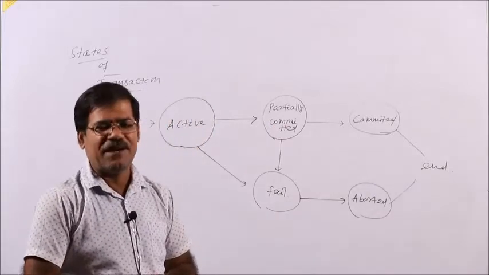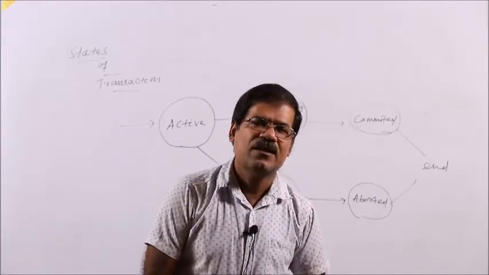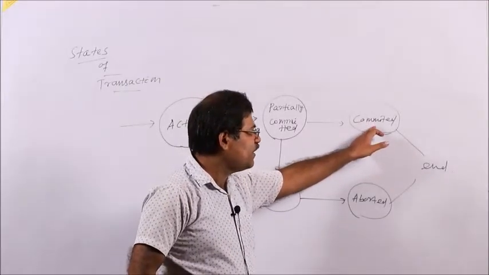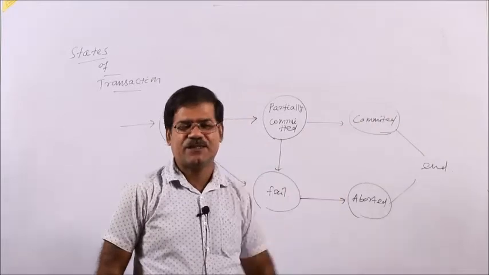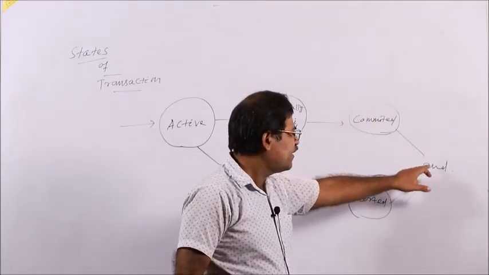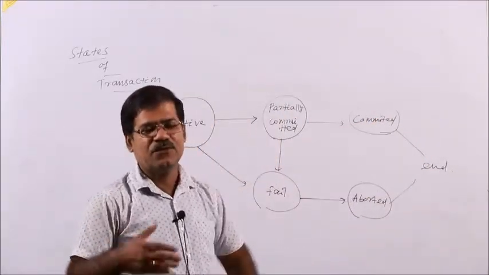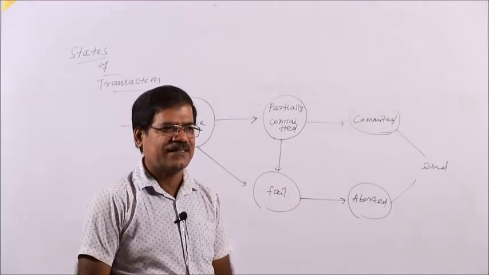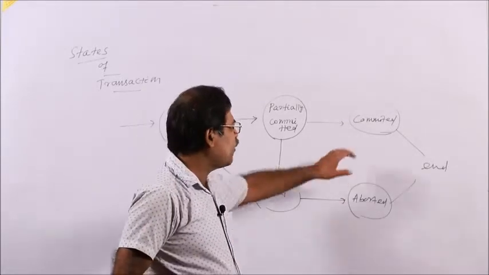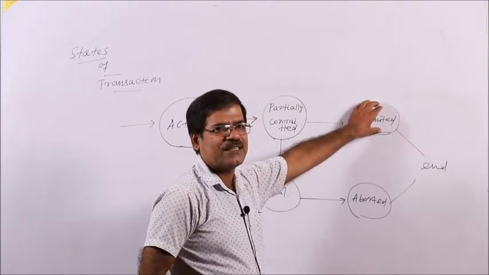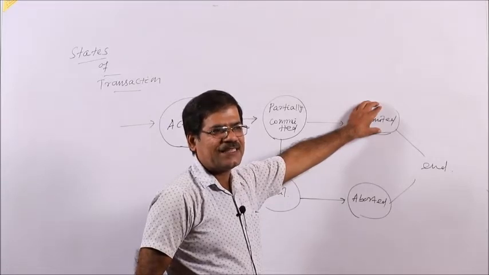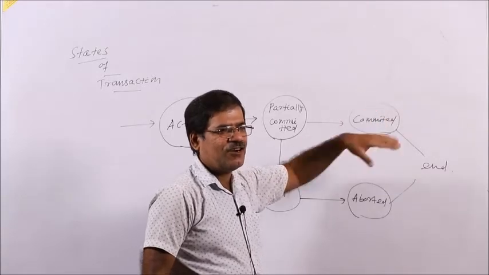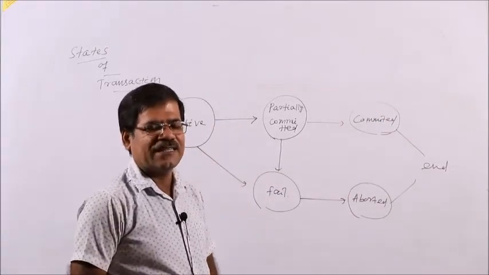What is partially committed? Partially committed means not over. Before the end of the transaction, what is committed? Committed means the transaction is complete. When the transaction is complete, the end state arises. Committed means the updated value is written to the database. That means the last statement is executed, the execution is over. So committed means the end of the transaction.